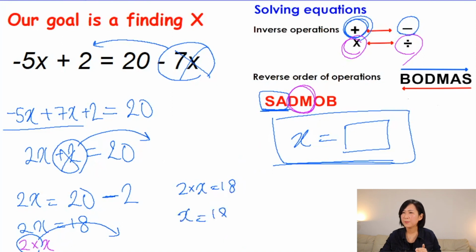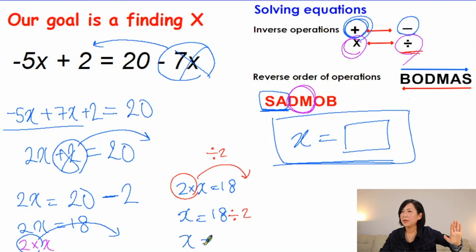So now 2x divided by 2 equals 18 divided by 2. Then x equals, because you undo the 2x, that gives 1. That's why you've got only x on one side of the equation. Then on the other side of the equation, you undo the times 2, that is divide by 2. So you divide by 2, half of 18 is 9. So x equals 9. Finally, we solve the equation by finding x.